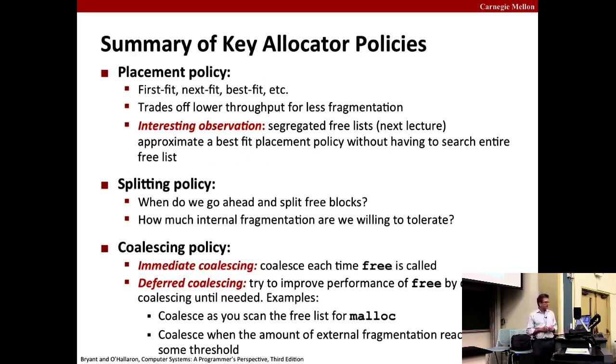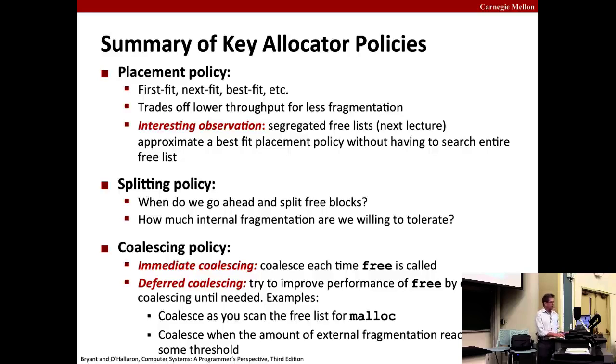Okay, let me summarize then some key policies when implementing an allocator. And I mentioned that the design space for these things is really large and really interesting. There's a lot of decisions that you have to make about various policies. So the first is the placement policy. When we're trying to place an allocated block somewhere in a free block somewhere in the list, what policy do we use? First fit, next fit, or best fit?